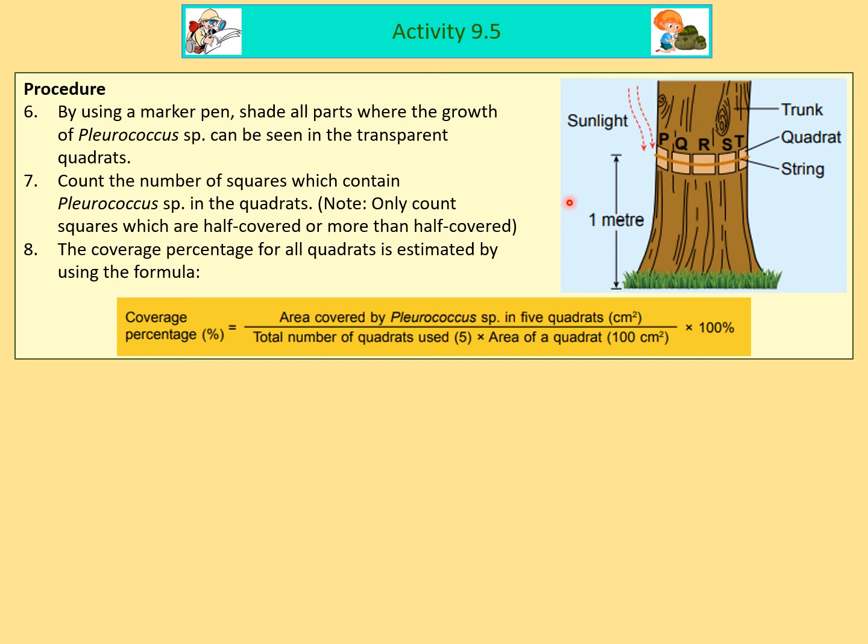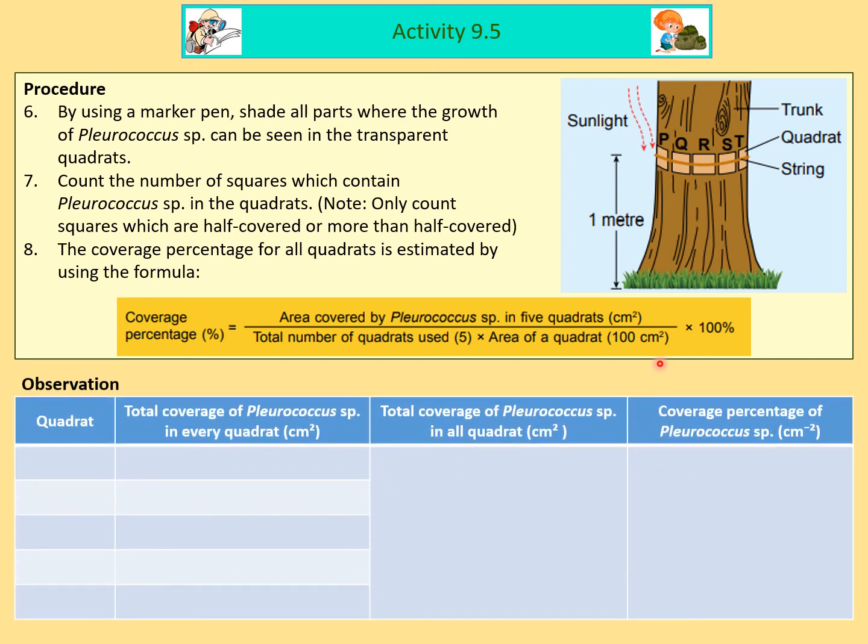Okay, number 8. The coverage percentage for all quadrats is estimated by using the formula. So this is the formula: coverage percentage, area covered by Pleurococcus in 5 quadrats. Okay, we use 5 quadrats here. And then the total number of quadrats used is 5. The area of a quadrat is 100 centimeter square because we use a size of 10 by 10 centimeter. Okay, and then this is the table that we can use to record all the data.